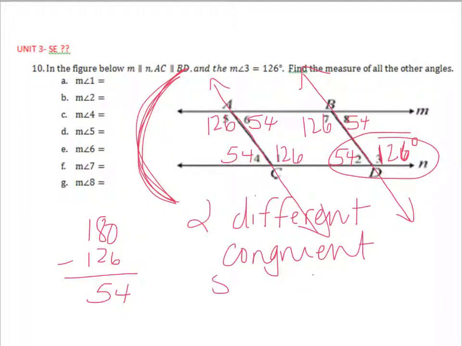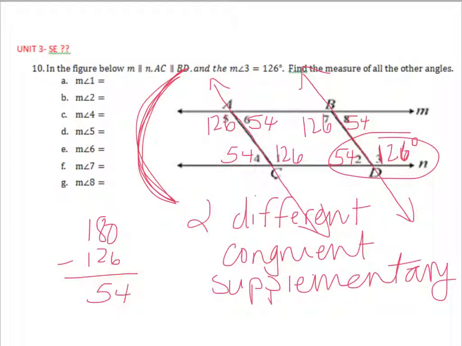Those are our only choices. They're congruent or they're supplementary. And when you look at it, if they're congruent, then they look like they're the same angles. This angle does not look the same as this angle.